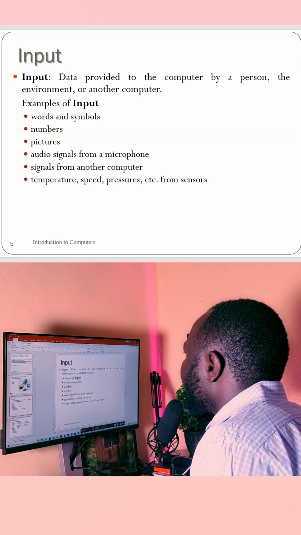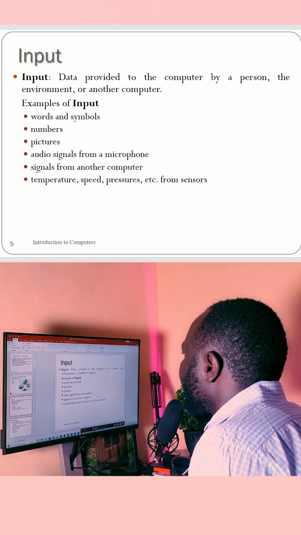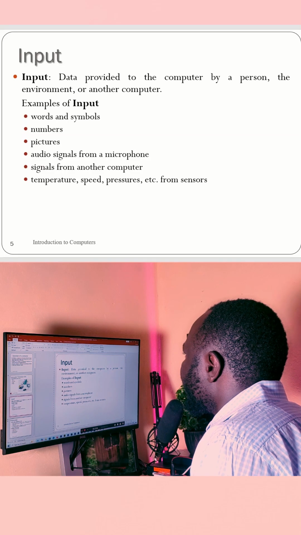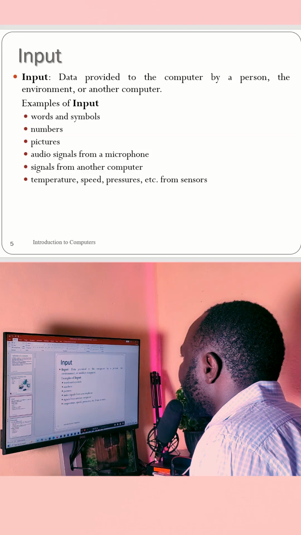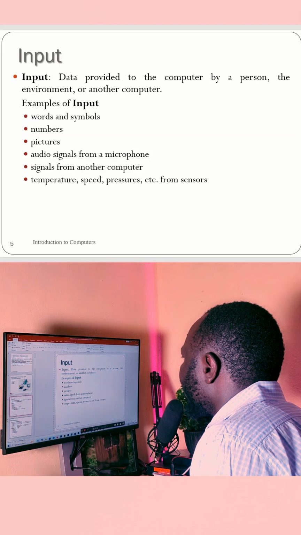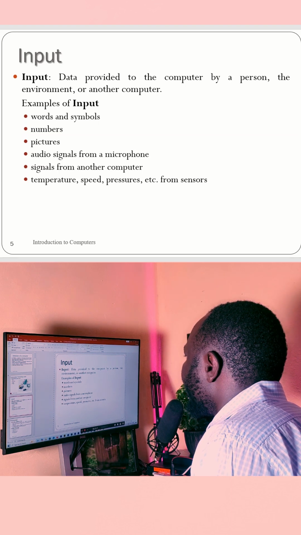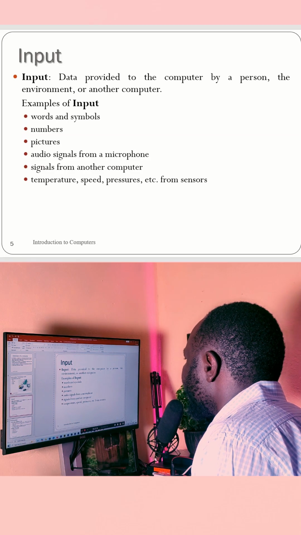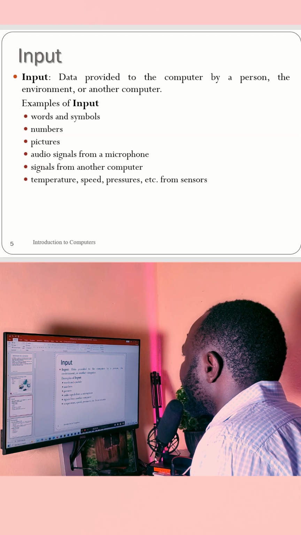Data that is provided to the computer is known as input. And the things that we use to input this data into the computer are known as input devices. And examples of input that we can look at, we have words and symbols, we have numbers, we have pictures, we have audio signals from microphones, we have signals from other computing devices, we have temperature, speed and pressure, etc. sensors. These are all examples of input.